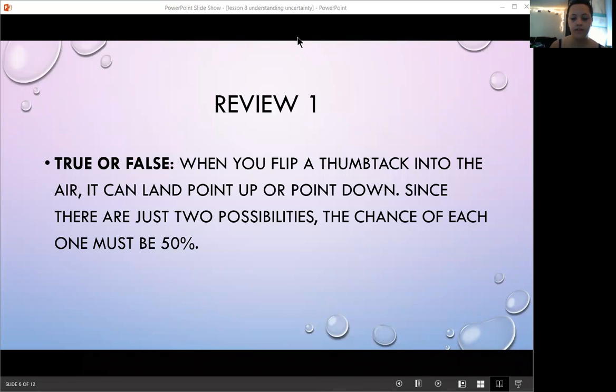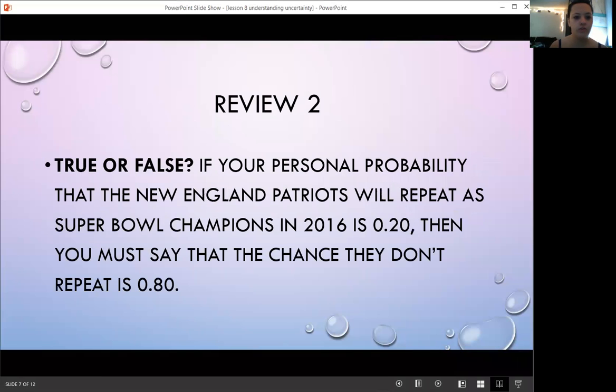All right, let's do another one. Okay, so true or false: if your personal probability that the New England Patriots will repeat as Super Bowl champions in 2016 is 0.2, then you must say that the chance that they don't repeat is 0.8. Let's go ahead and try to figure this one out.